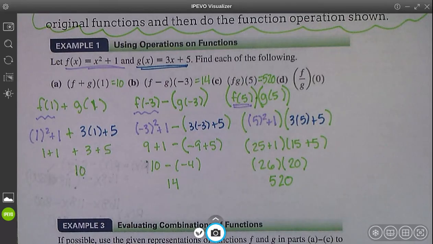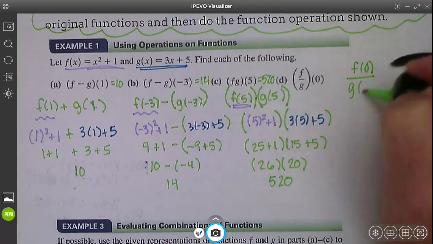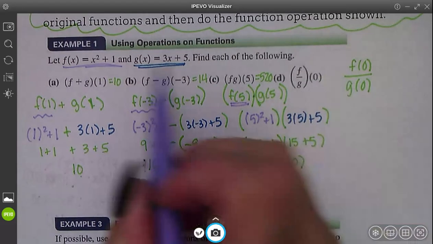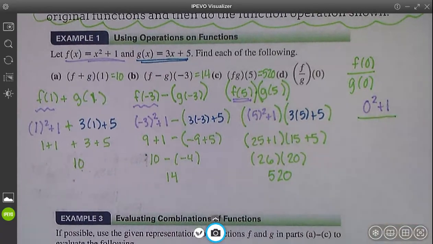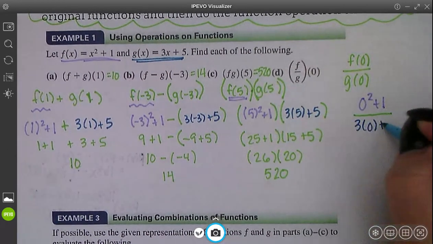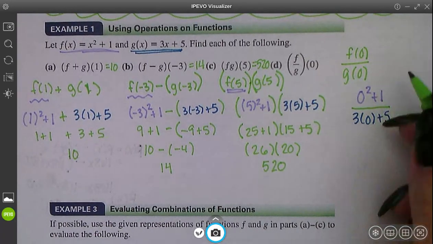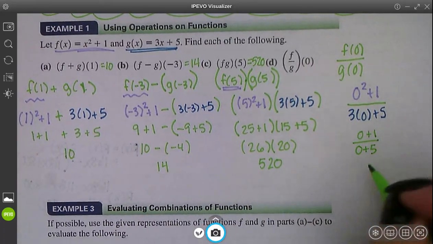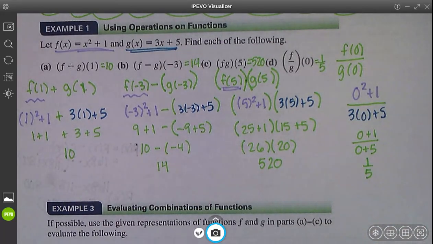And then our last one, we have f over g of 0. That means we're going to do f of 0 over g of 0. f of 0 means to replace the x with 0 in f of x. So we got 0 squared plus 1 over g of 0, which means replace the x with 0 in g of x. 3 times 0 plus 5. Work through the numerator separately from the denominator. 0 squared is 0, so 0 plus 1. The denominator, 3 times 0 is 0 plus 5. So we end up with 1/5. So f over g of 0 is 1/5.